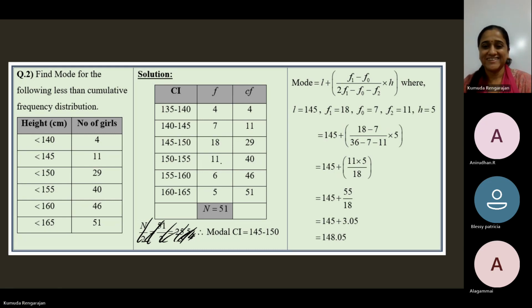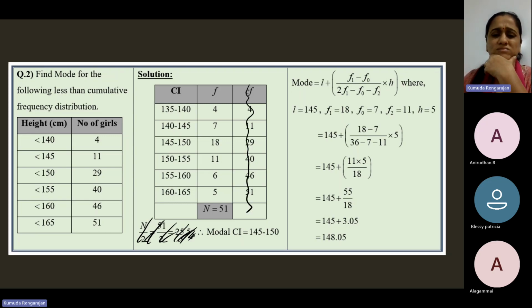Okay. 18, 7, 11, and h is 5. So l plus f1 minus f0 by 2 f1 minus f0 minus f2 into h. 145 plus 11 into 5 by 18, that is 55 by 18. So there's no mistake here. What you see on the slide is the right answer. You don't have to write the CF column also.